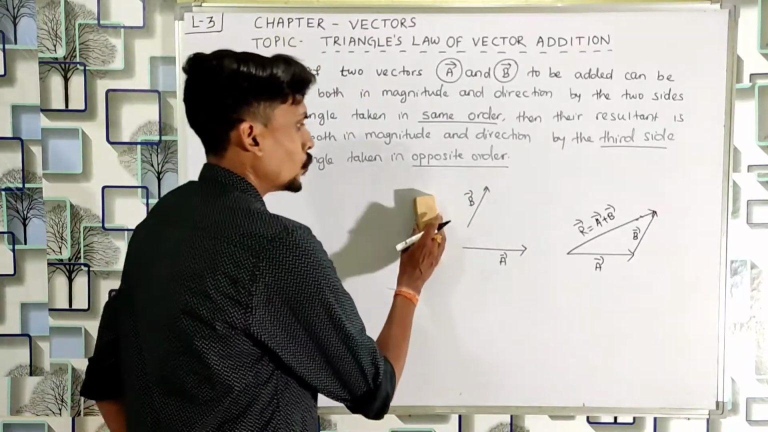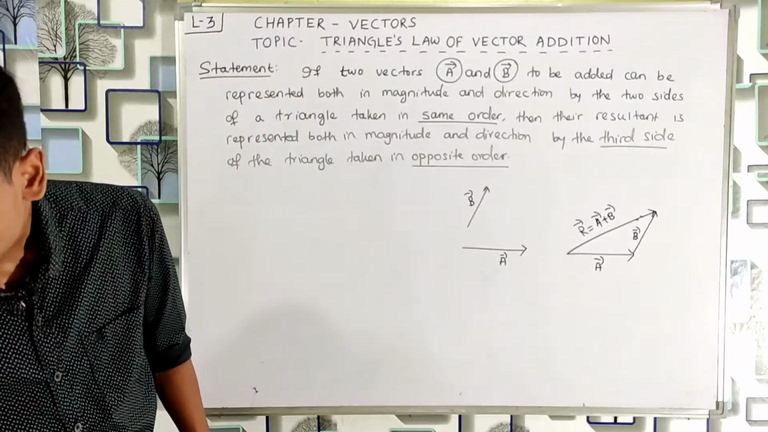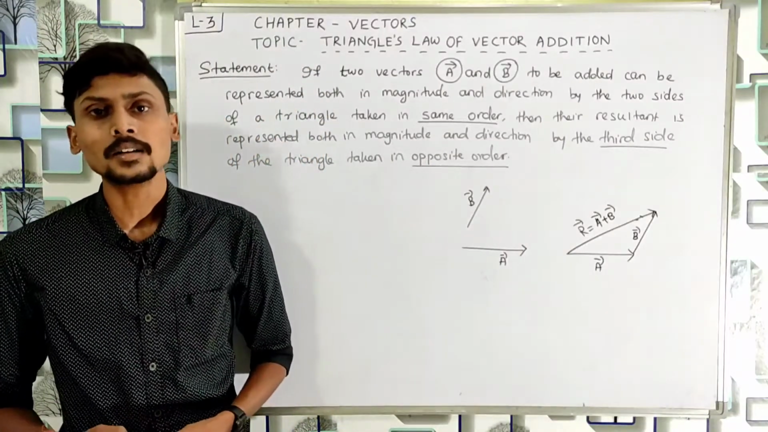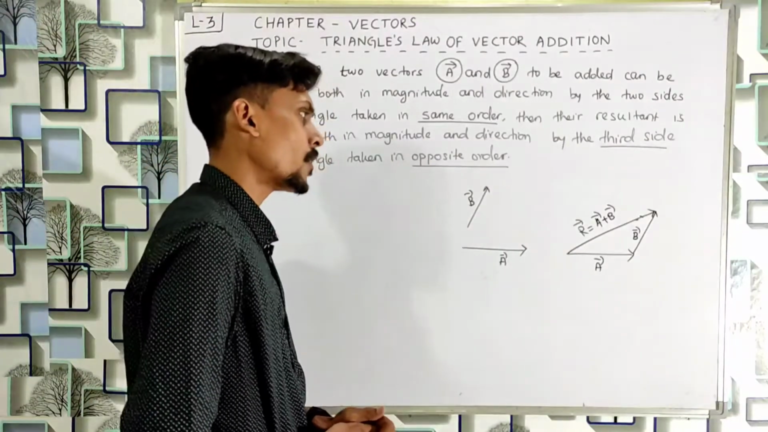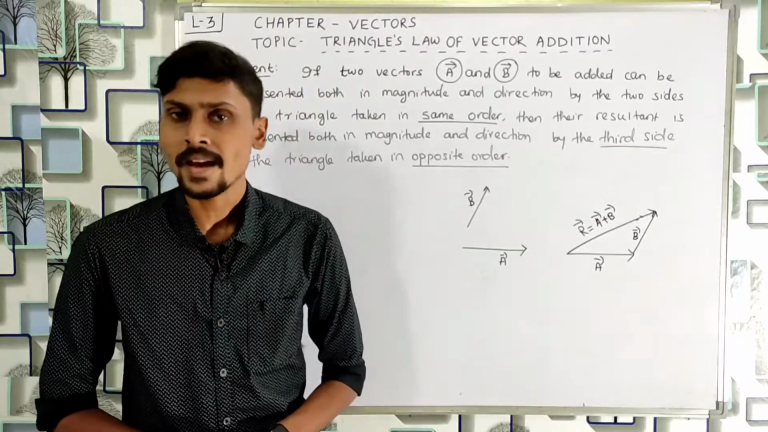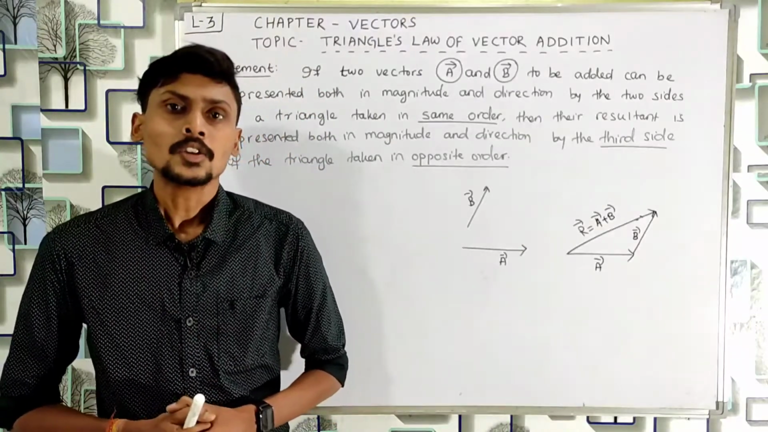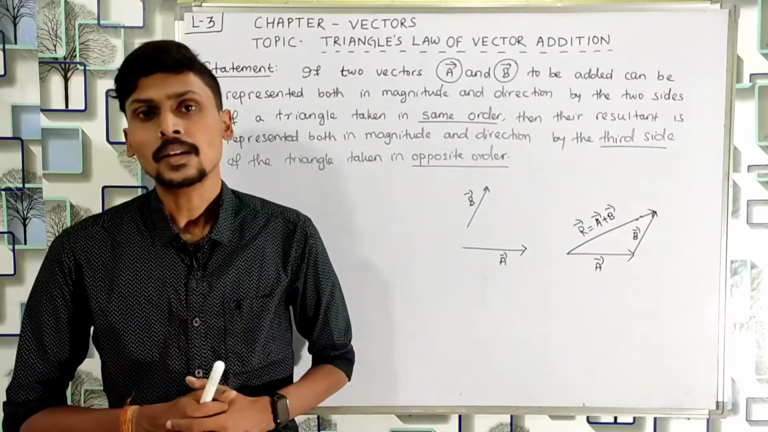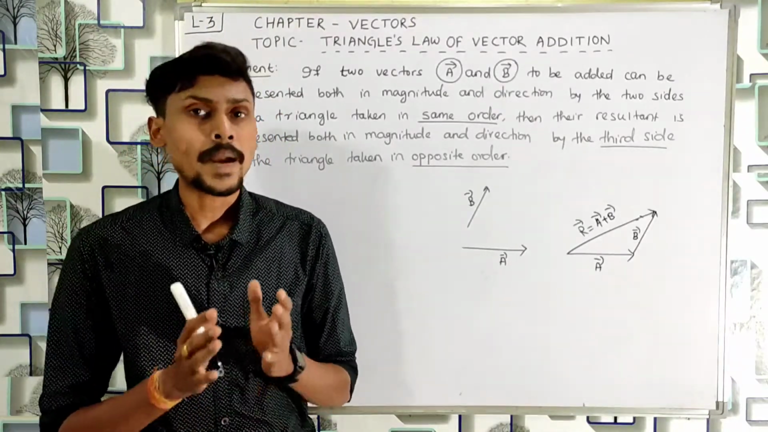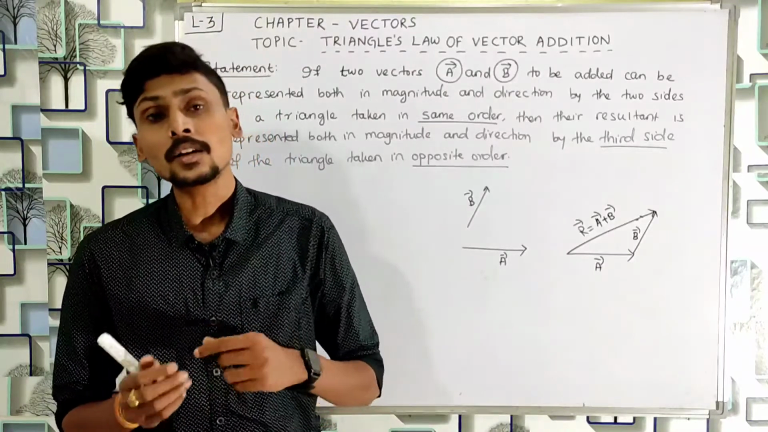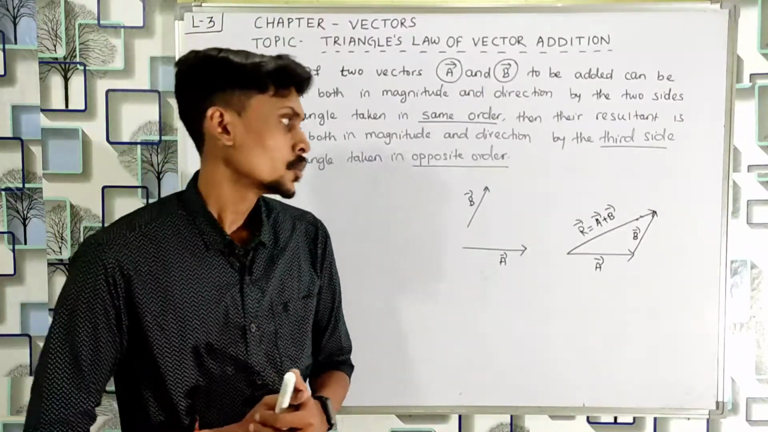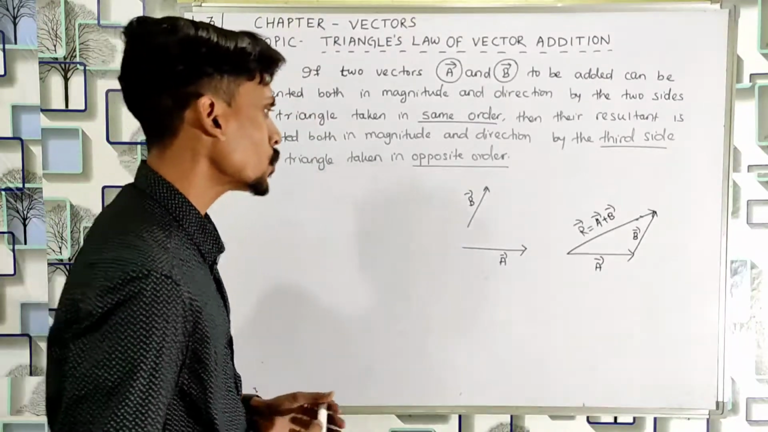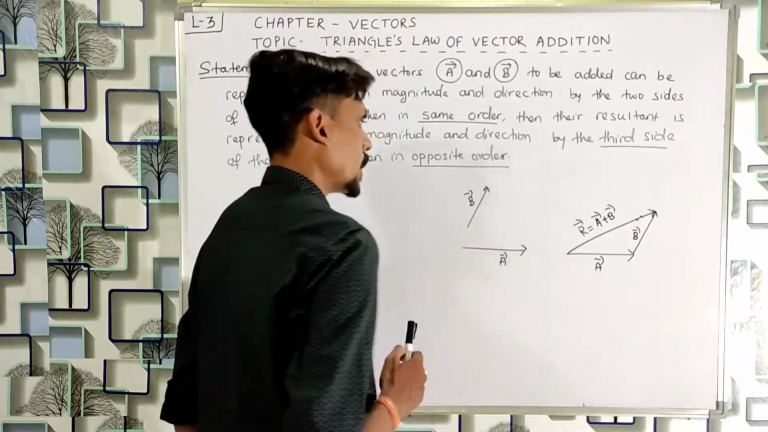Now we will find the expression for the magnitude and direction of vector R, because we know that every vector is specified by its magnitude as well as direction. So if R vector is the resultant of A and B, then we must know what is the magnitude of R vector and what is the direction of R vector. So for that we have to derive a formula. So students, we have these two vectors A and B.